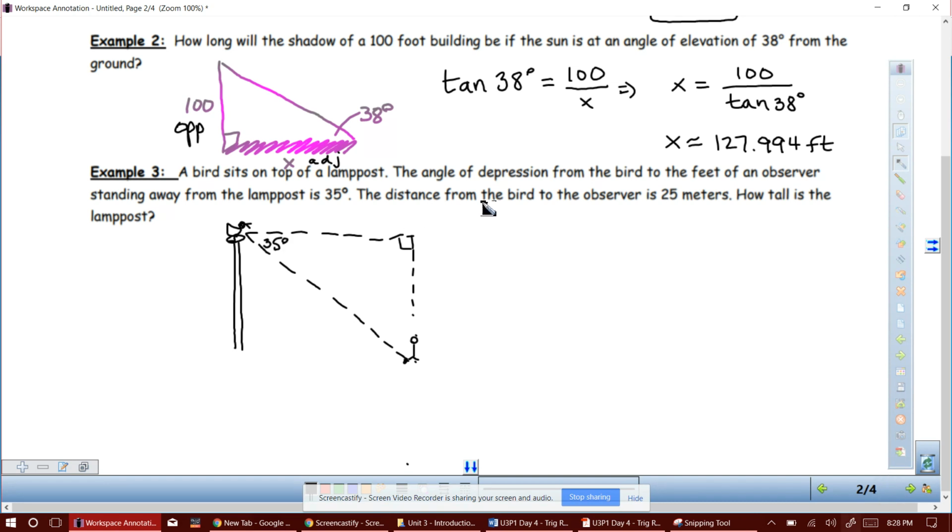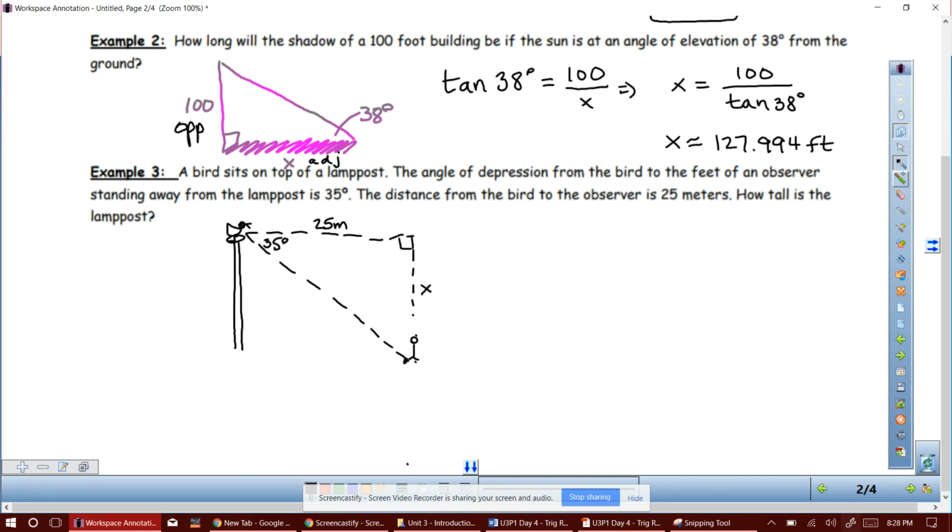It tells me that the distance the bird is from the observer, we normally put it on the ground. We're going to stick it in the air. That would be 25 meters. And then we want to know how tall the lamppost is. So normally the lamppost would be right here. We'll shift it over here to this side. We'll call that x.